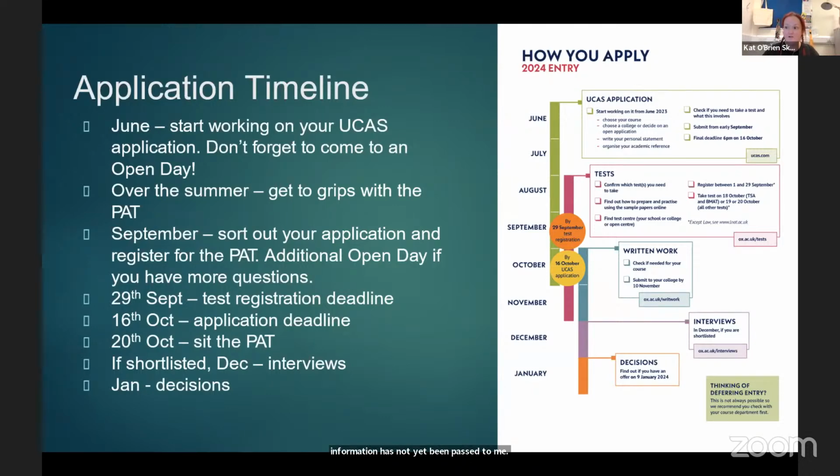After that, you have a little bit of a lull, because after that, you wait to find out if you've been shortlisted and if you've been invited to interview. Our interviews are being held in the first couple of weeks of December, and there is an online draft timetable of interviews if you're looking to find out exact dates. All you need to do is Google Oxford draft timetable interviews, and you will find that out. And then decisions will be made in January.